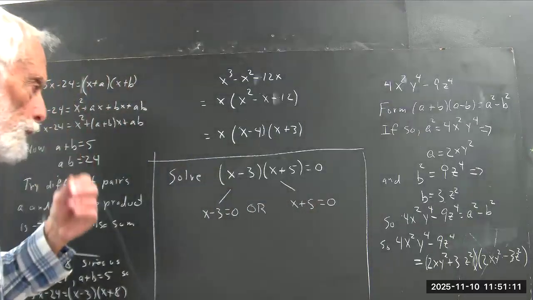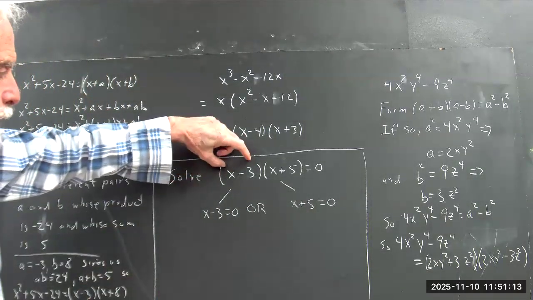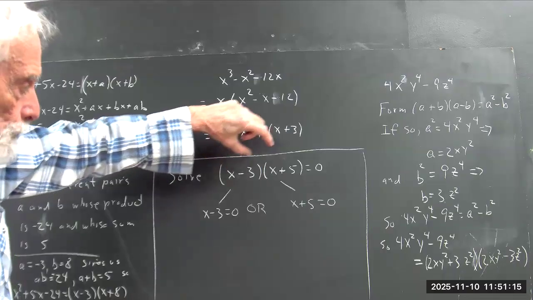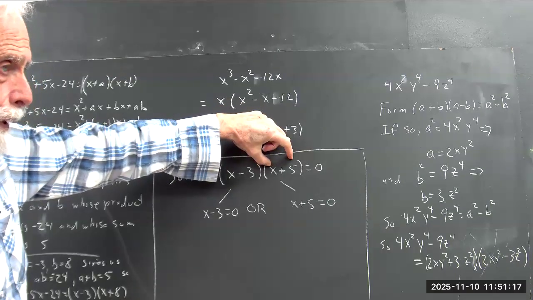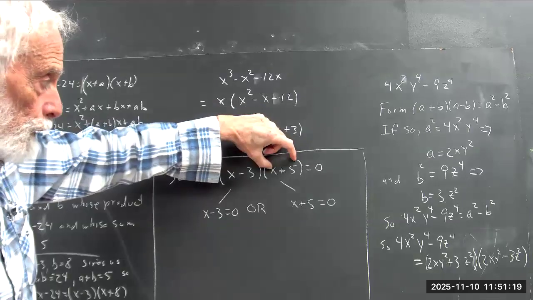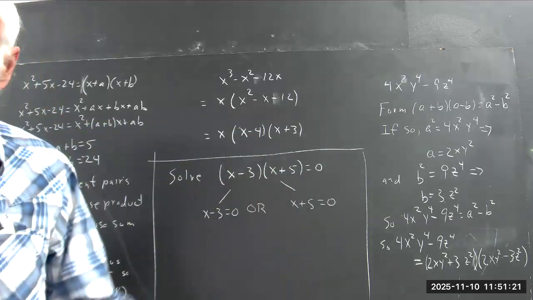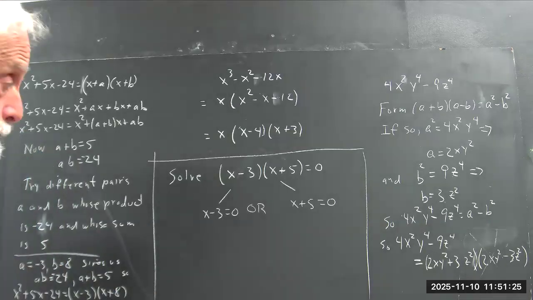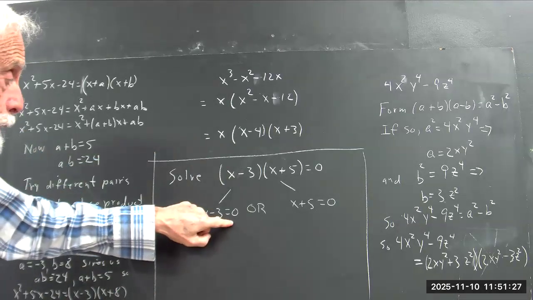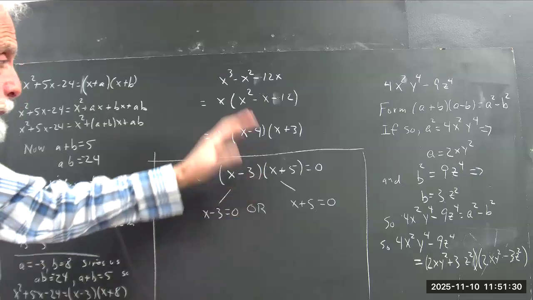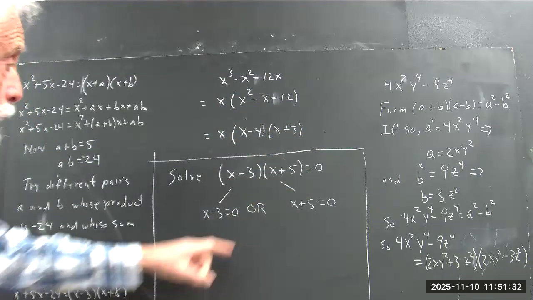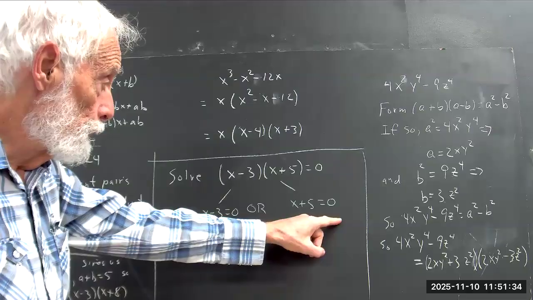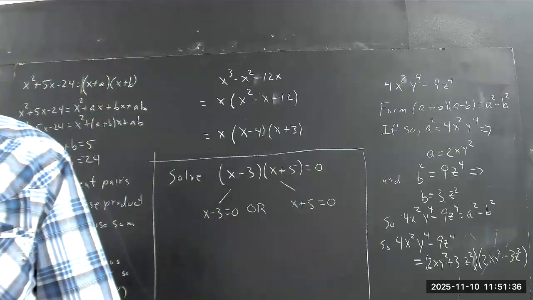What would make x minus 3 zero? Well, if x minus 3 is zero, then it doesn't matter what x plus 5 is. When we multiply zero by whatever x plus 5 is, we're going to get zero, because you multiply any number by zero, you get zero. So x minus 3 could equal zero, and that would make the whole thing zero. Or x plus 5 could equal zero, which would make the whole thing zero.